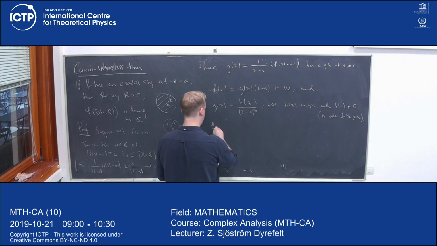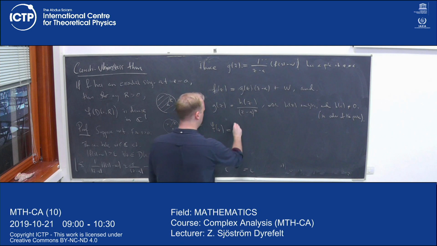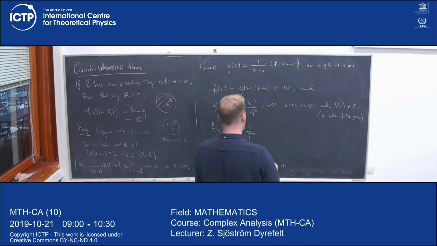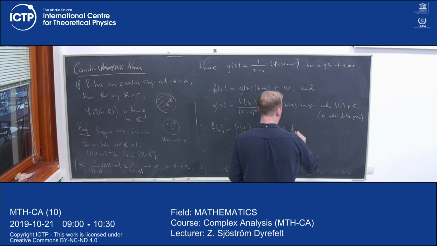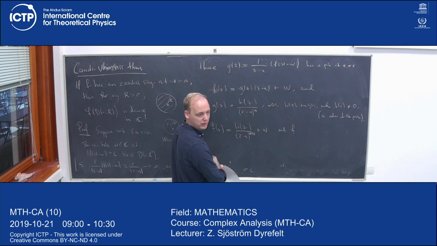So now, what is f of z? f of z is g of z times this plus w. So this is equal to h of z over (z minus a) to the n plus 1, minus 1, plus w. And this w was just a constant, any complex number. This is analytic, and you divide by z minus a to some finite power. So clearly, if you take the Laurent series expansion of this, it has a finite number of terms.